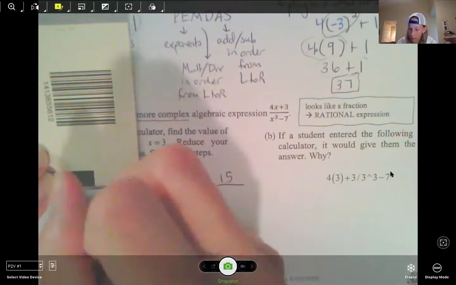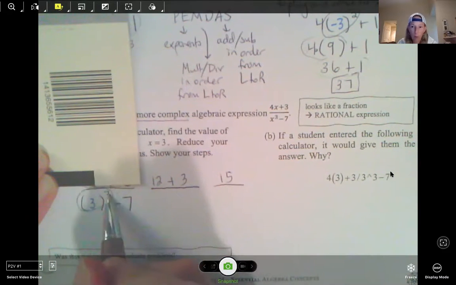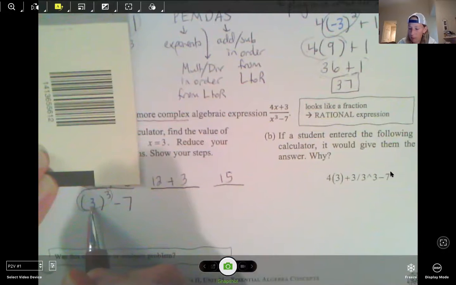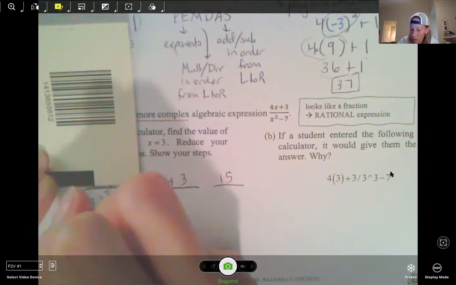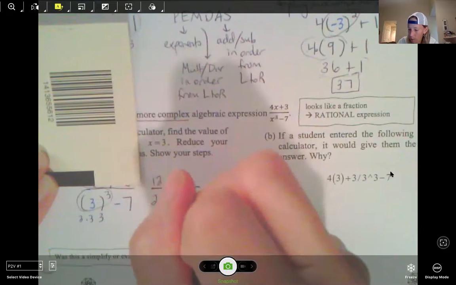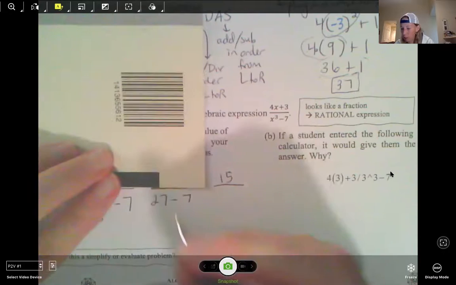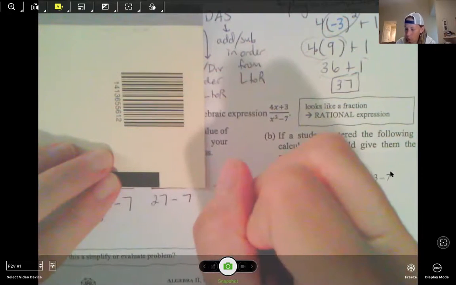We have exponents. So if you guys don't know what 3 to the third power is, a lot of you might think real quick that it's 9, 3 times 3, but remember, exponents tell us how many times to multiply something by itself. So this really means 3 times 3 times 3, which is 27 minus 7. Okay, and then if we keep going, 27 minus 7 is just 20.